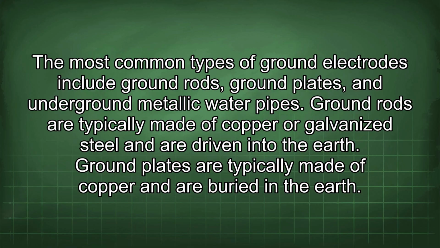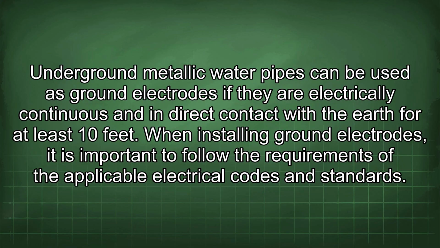Ground rods are typically made of copper or galvanized steel and are driven into the earth. Ground plates are typically made of copper and are buried in the earth. Underground metallic water pipes can be used as ground electrodes if they are electrically continuous and in direct contact with the earth for at least 10 feet. When installing ground electrodes, it is important to follow the requirements of the applicable electrical codes and standards.